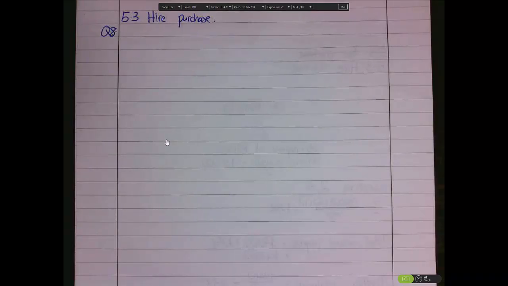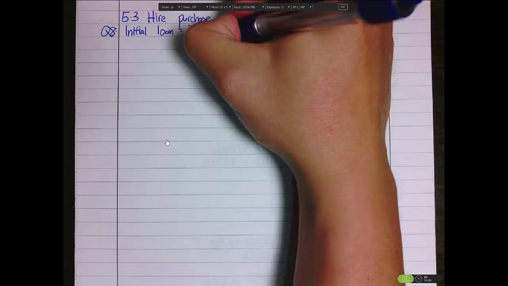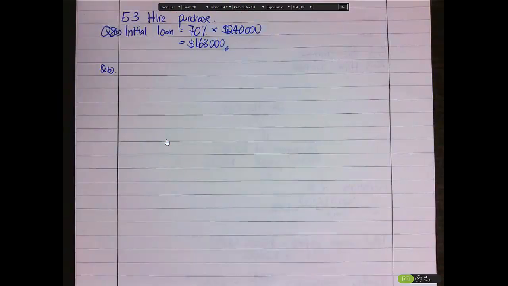Right, now today we're going to do question 8 and question 9. Question 8, you can read the question by yourself. So we must first calculate the initial loan. If he paid 30% in cash, it means that he still has to pay back 70%. So the initial loan is 70% of $240,000. So his initial loan would have been $168,000. There is 8A.